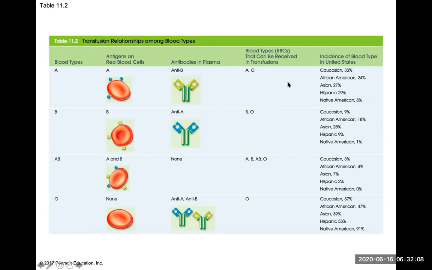Blood types that can be received from transfusions: you can receive blood from anyone with the same antigens or fewer. So type A people can receive from other types A or O. Type B can receive from B and O. AB is known as the universal recipient because it can receive from AB, A, B, or O, and O can only receive from other O. So if you can remember that, you can receive blood from only people with the same antigens or fewer.